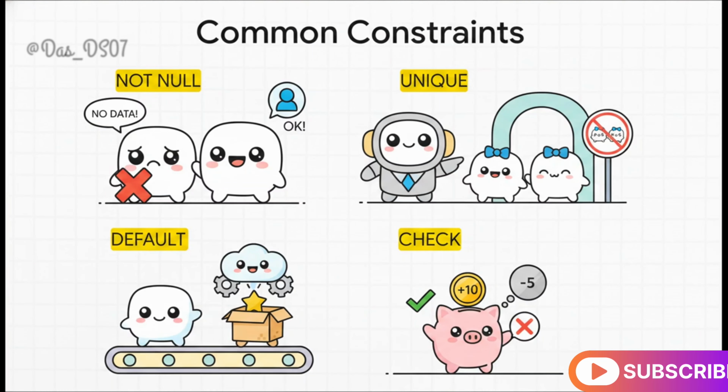And here are some of the heavy hitters. Not null is a big one. It just says a field can't be left empty, like a required email address. Unique is what prevents two users from signing up with the exact same username. Default is handy. It provides a fallback value if you don't specify one. And check lets you get creative and write your own custom rules, like making sure the price of a product can never be a negative number.